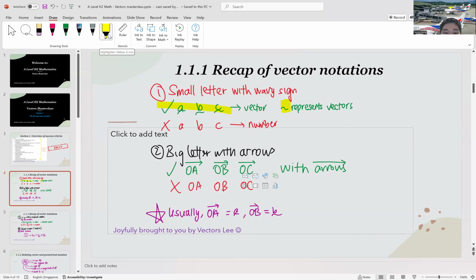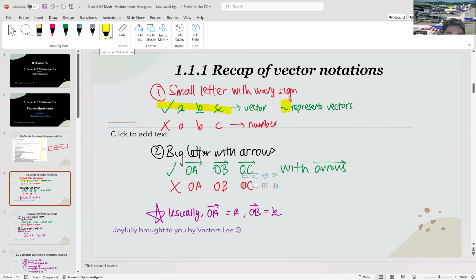Number 2, big letters with arrows. This is also another way of denoting a vector. But what is the difference between the small letter and the big letter? The big letter usually tells you which point the vector starts and which point the vector ends. Imagine vector OA: it starts from the origin and ends at A. Vector AB starts from point A and ends at point B.